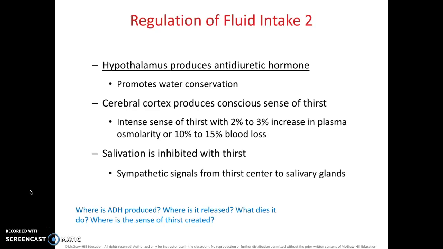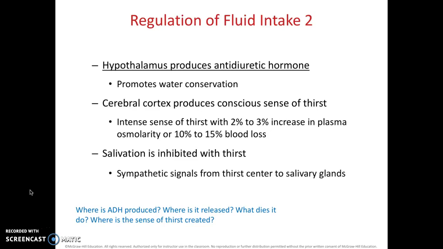So something that's really important that I do want you guys to know is the hormone, antidiuretic hormone, ADH. We've talked about this before. So if you remember from that, the hypothalamus produces ADH and then it sends it to the posterior pituitary where it's released. And ADH does exactly what it sounds like. It's antidiuretic. So it promotes water conservation.